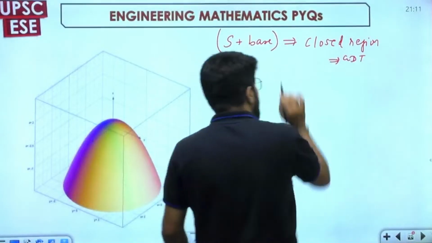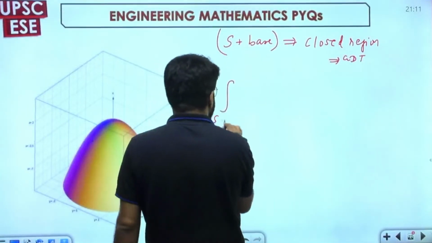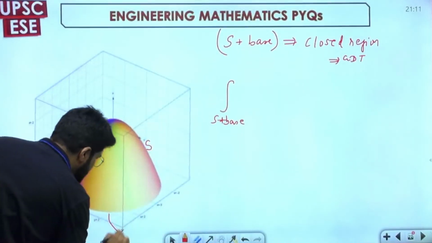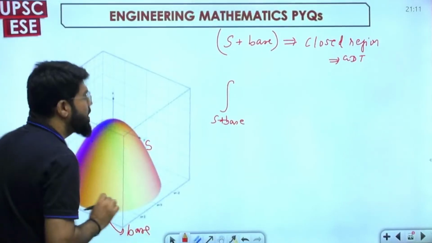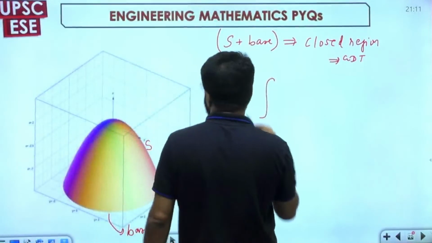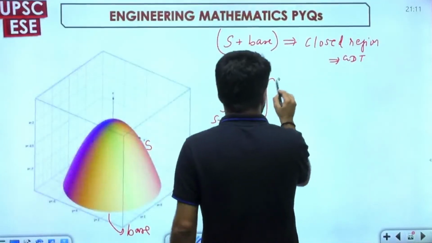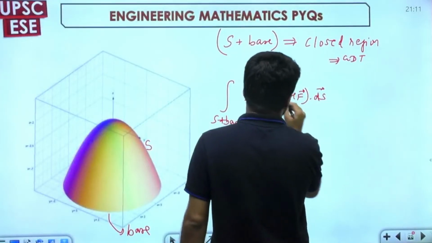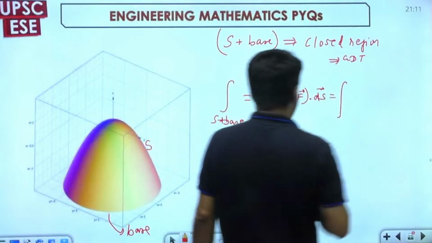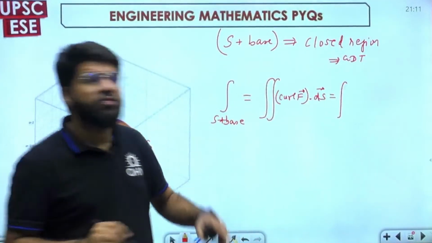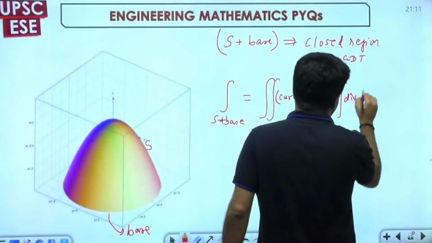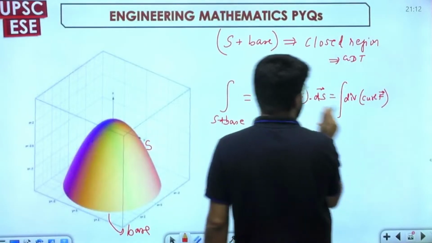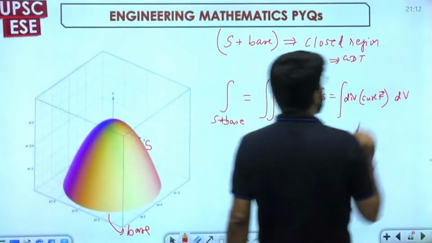For this particular integral along S plus base, where S means our paraboloid surface and this is the base surface, the question is the surface integral of curl F dot ds. But what is the Gauss divergence theorem? The surface integral of a vector is equal to the volume integral of divergence. But what is the vector? The vector is curl F, whose surface integration is required. So this is the Gauss divergence theorem.